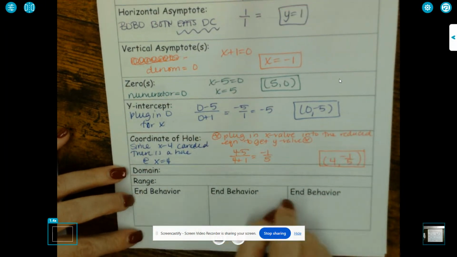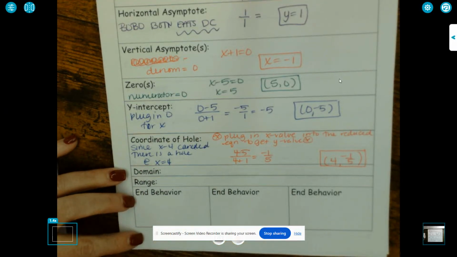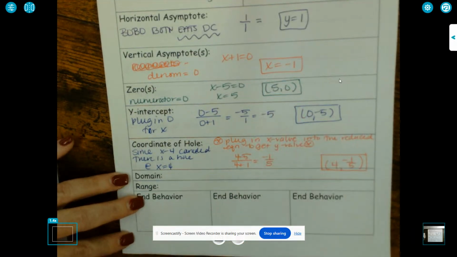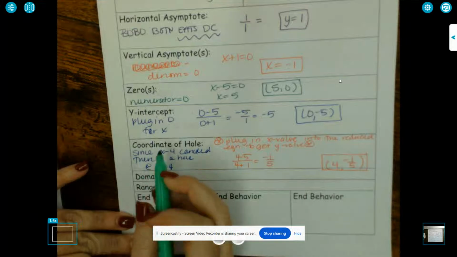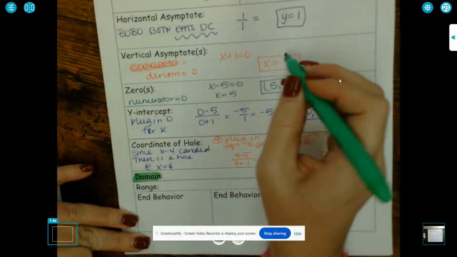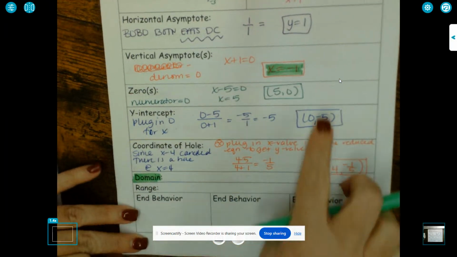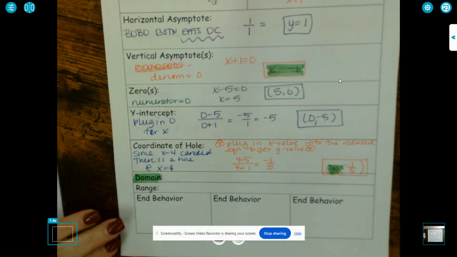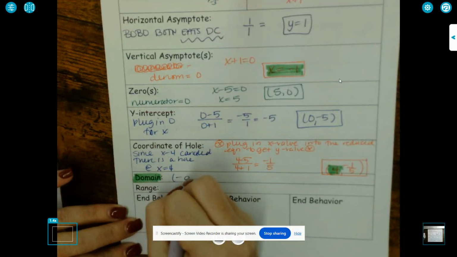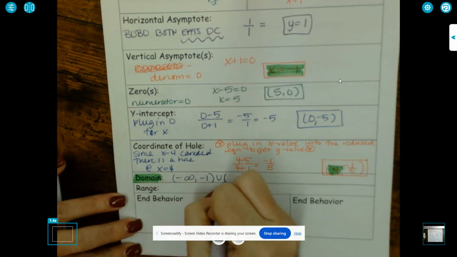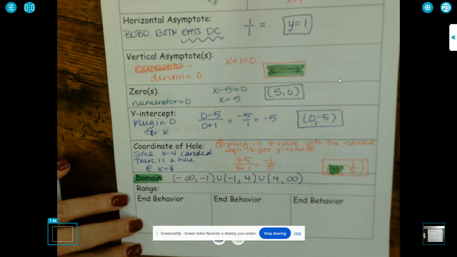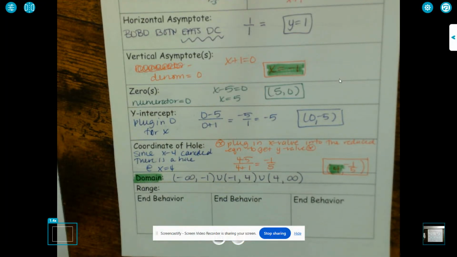All right, domain and range, and then end behavior. For domain, we talk about our x's. What can our x not be? We have a vertical asymptote, which gave me x equals negative 1, so we can't have an x value of negative 1. And we have a hole at x equals 4. These are the things x cannot be. So we go negative infinity up to negative 1, union, negative 1 up to 4, union, 4 to infinity.